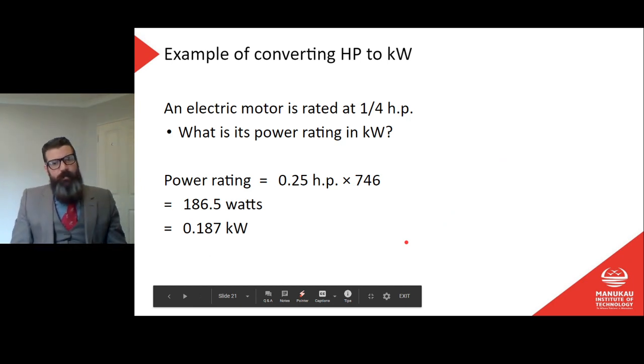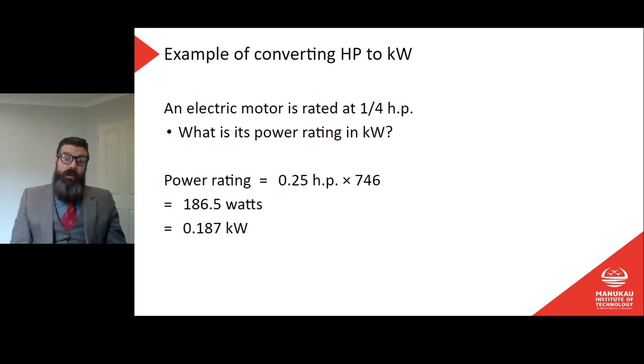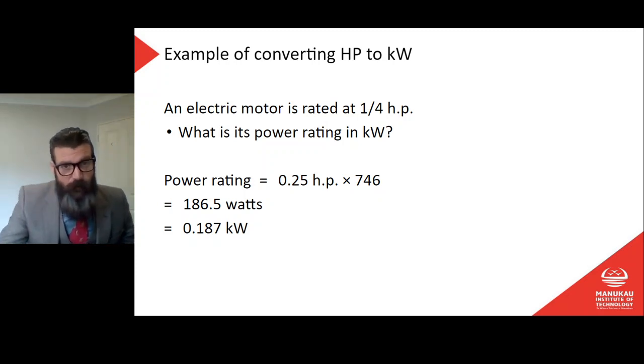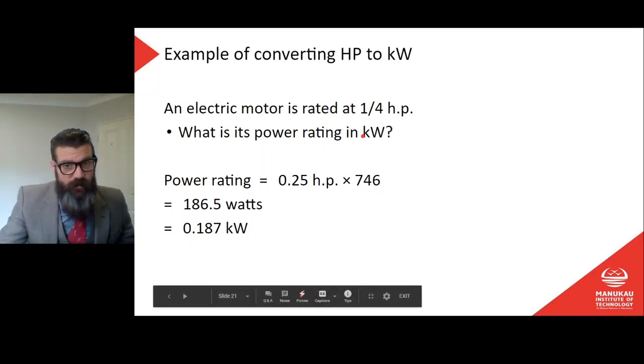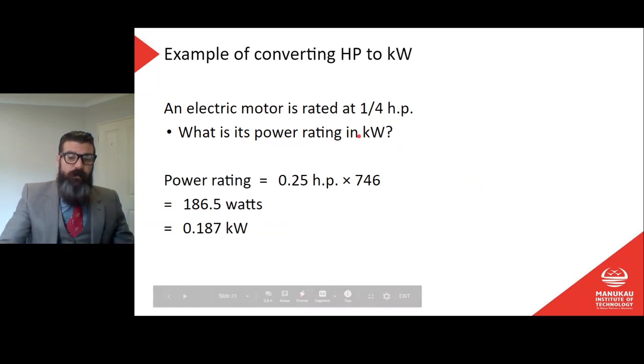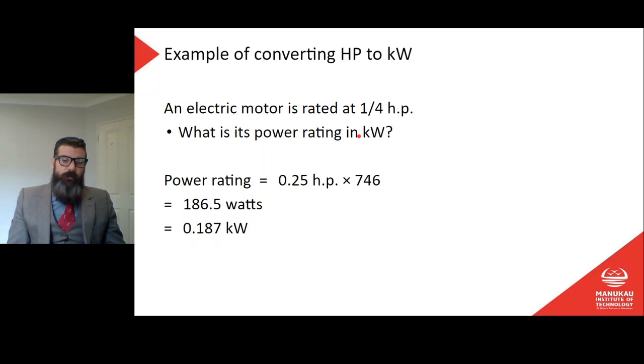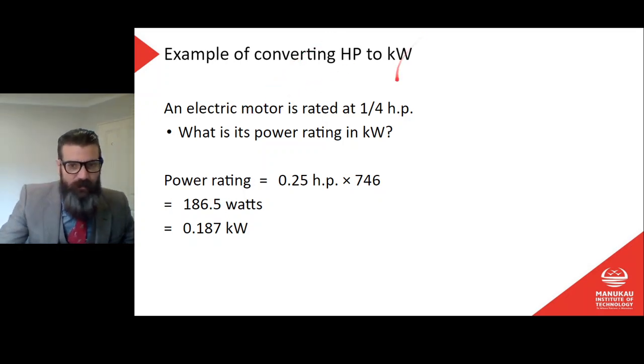So a little example there, an example of converting horsepower to kilowatts. An electric motor is rated at 1/4 horsepower. What's its power rating in kilowatts? Well, we go 0.25 horsepower times 746 would be 186.5 watts, which would then be, because it does say there, what is the power rating in kilowatts? And always be really conscious of that, because that will trip you up. 186.5 watts is 0.1865, rounded to 0.187 kilowatts. Easy. Couldn't be easier.